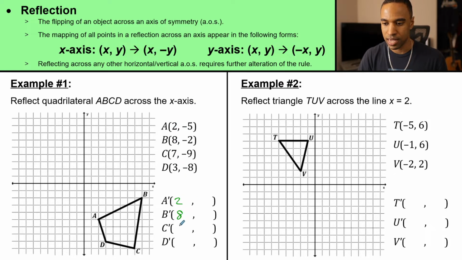2, 8, 7, 3. These do not change. X values stay the same. Y values change sign only. -5 becomes a +5, -2 becomes a +2, and so on and so forth. We can plot the points and we'll be done. This is a case where it's actually pretty good to do this.